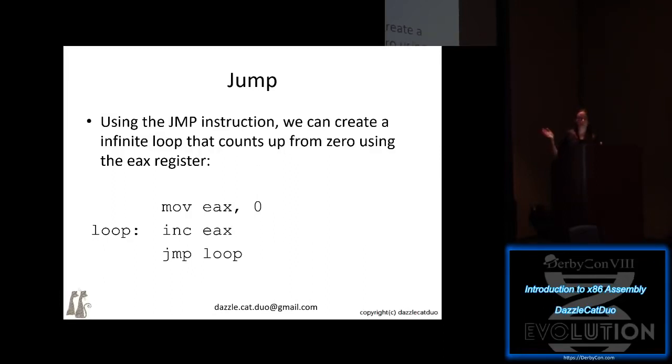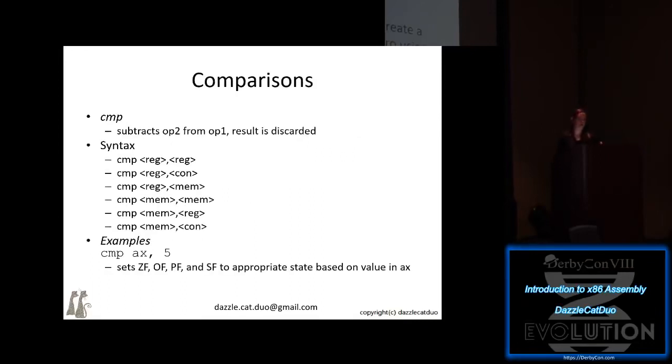So this is actually an infinite loop. EAX will indefinitely increment. I'll show you how to not have an infinite loop later, but just introduce the jump instruction. In this case, it's what we call an unconditional jump. It will always take the jump, which sometimes you need, but sometimes you need some that are conditional.